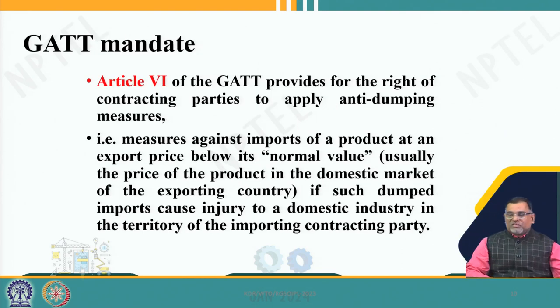Now, we come to the mandate. What was the original mandate under the GATT agreement? So, under the GATT agreement, Article 6 talks about anti-dumping measures. Let us go a little bit before 1947. You can find that additional duties were imposed by the United States against imports from Canada and imports from other parts of the world into the US market.